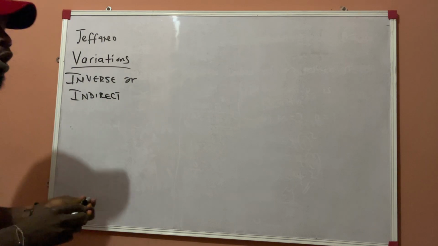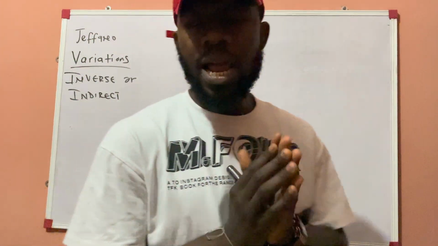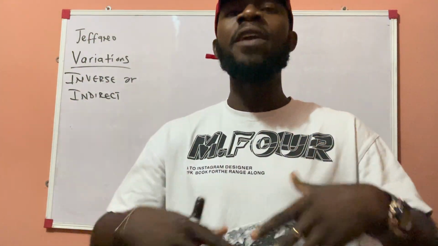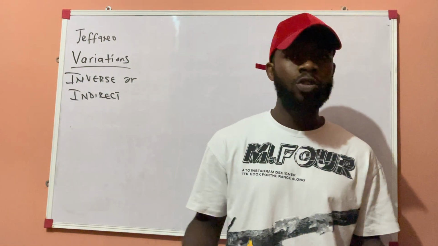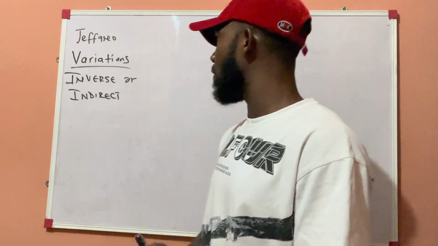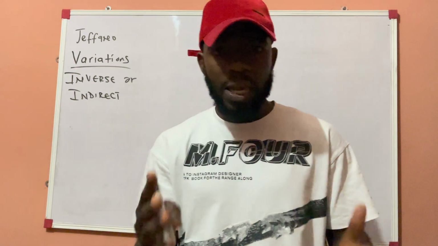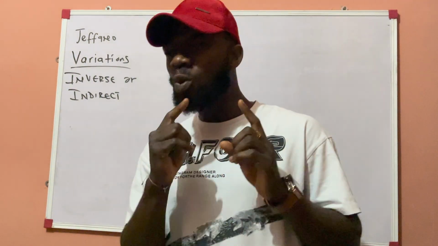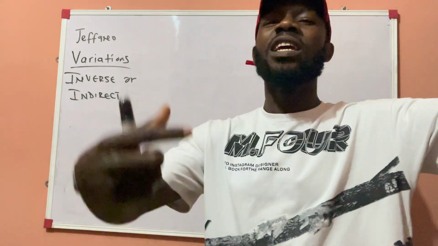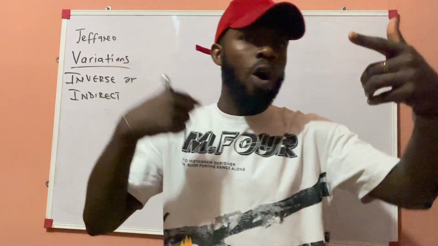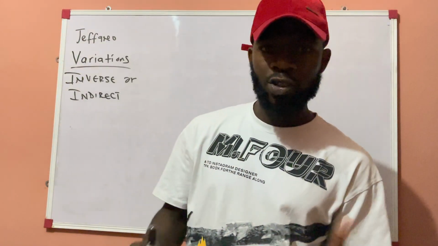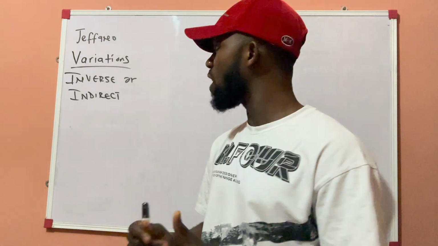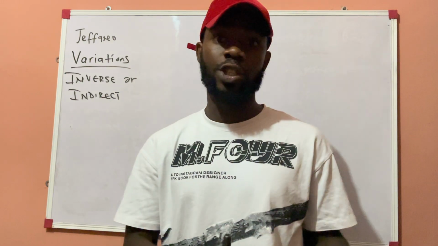Now, when you say inverse variation, what do you understand by it? Inverse variation simply shows the relationship between two quantities, such that as one quantity increases, the other decreases, and as the other increases, the first decreases. That is how inverse variation is not like direct variation.